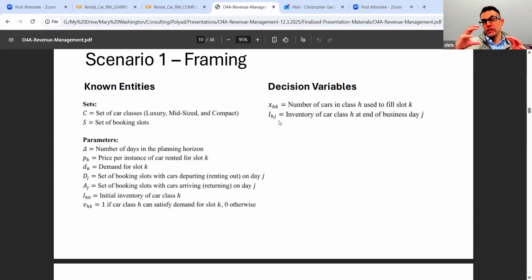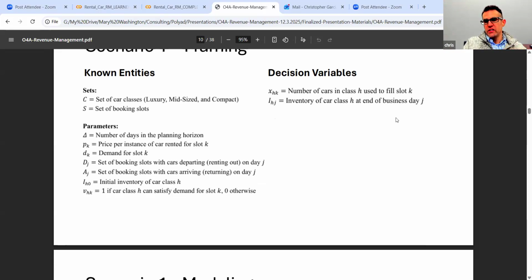Okay, and then IHJ. It might not be obvious yet why we need an inventory variable, but if we're going to track inventory from one day to another at the location, with cars coming in, being returned, and cars going out, being rented out, we're going to have to track this through flow modeling. So we're going to have a decision variable called IHJ, which is the inventory of car class H at the end of business day J. Okay, so these are the known entities and the decision variables.